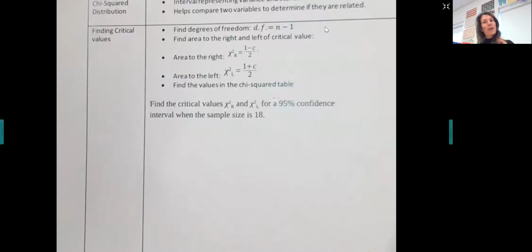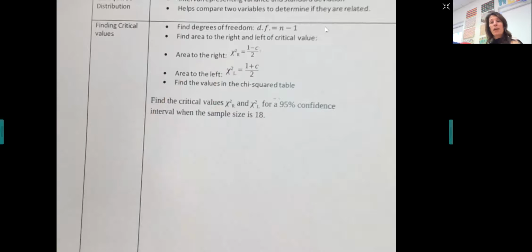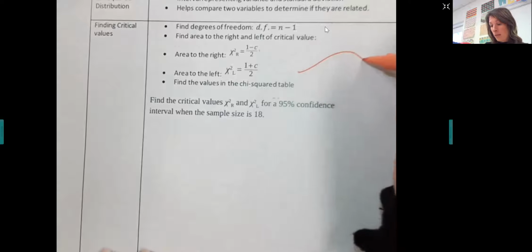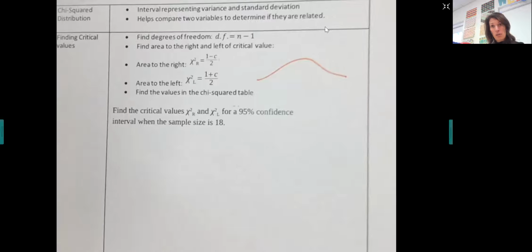So the first thing that we have to do is it says find the degrees of freedom. And remember, the degrees of freedom is our sample size minus 1. And then we are going to find the area to the left, the area to the right, and then we are going to find our critical values. So let's do that. This says to find our area to the right or to the left, we do 1 minus c divided by 2. Now, that is essentially where we did our standard normal curve.